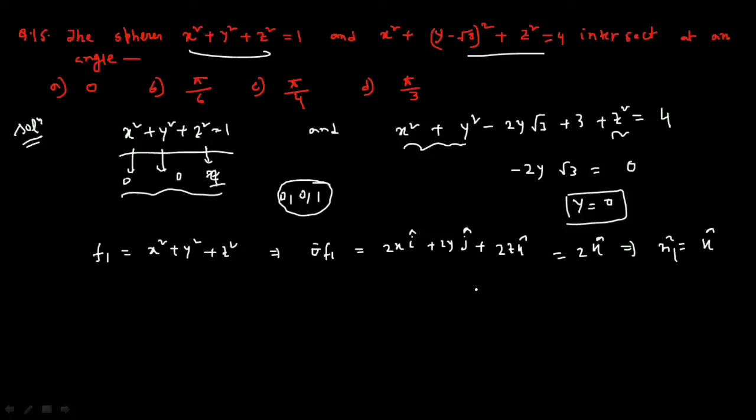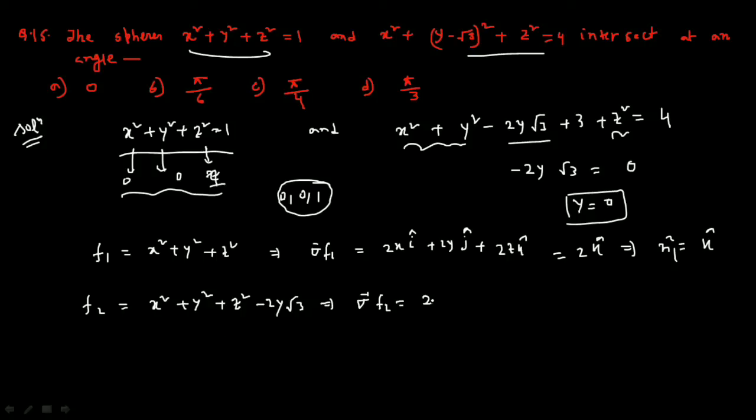Similarly, if you find it for f2, then for f2 you have this, actually x square plus this 4 and 4 will be cancelled out, so the modified form will be x square plus y square plus z square minus 2y root 3 is equal to 1, which is 4 minus 3, that is 1, actually. Okay, and if you take the gradient of f2 here, what will you get?